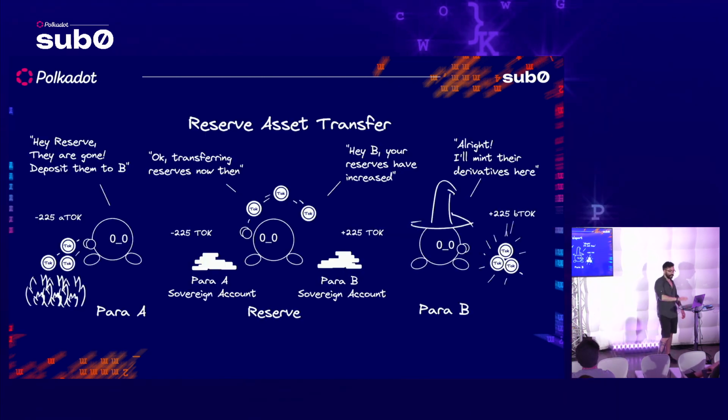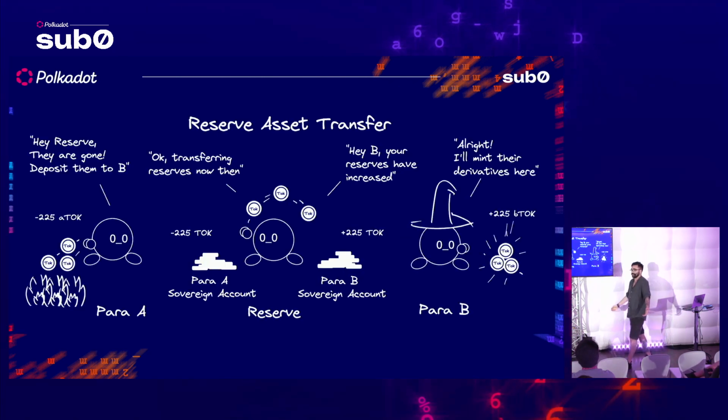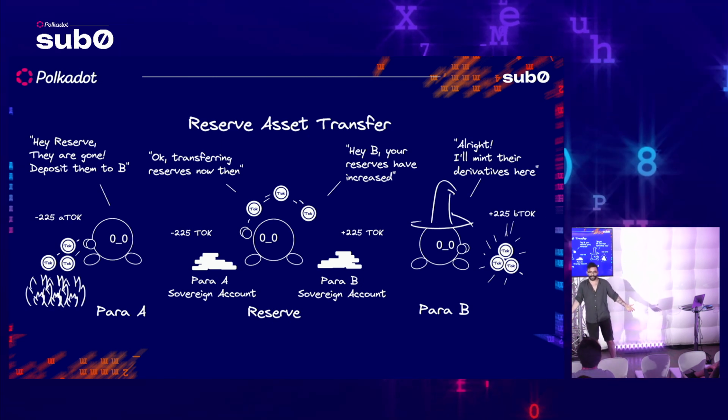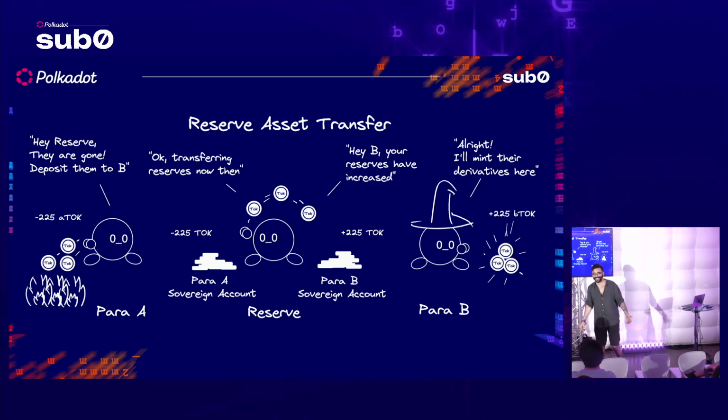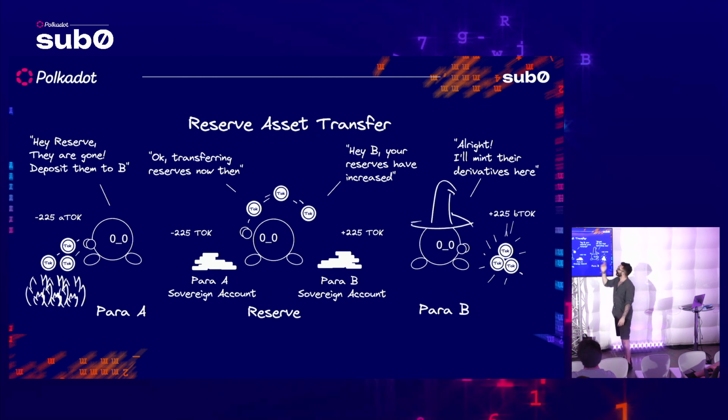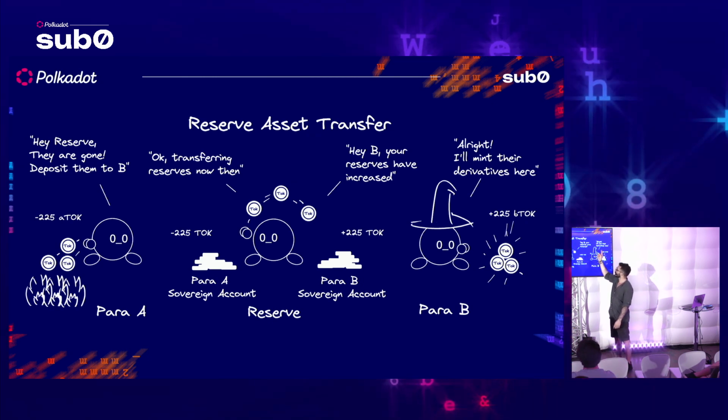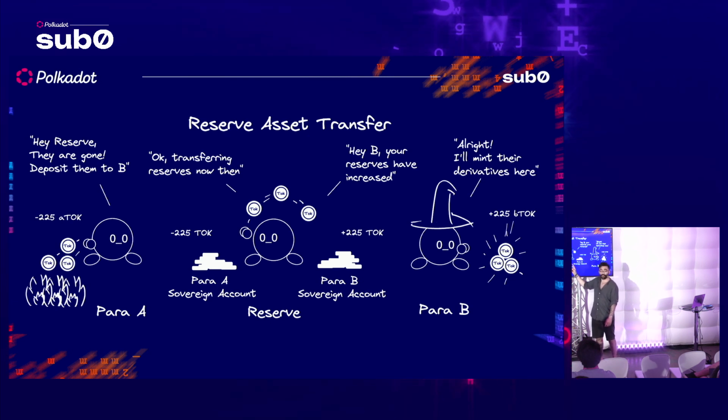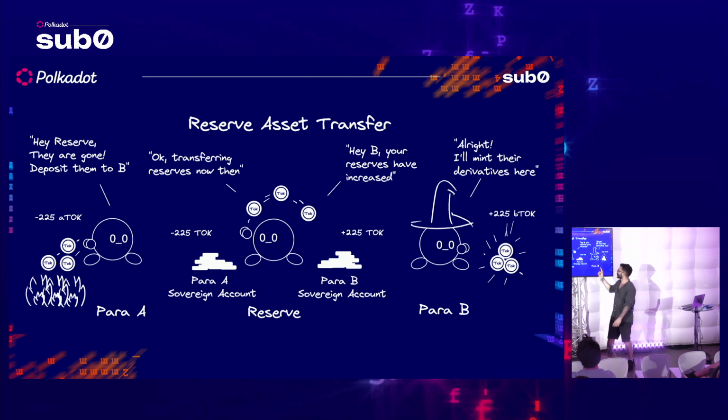But that might not be the use case for everybody, because maybe I don't want to trust everybody. I don't know if that's healthy, right? So we do have another way of transferring assets, which is the reserve asset transfer, in which para A trusts a reserve, and para B trusts a reserve.